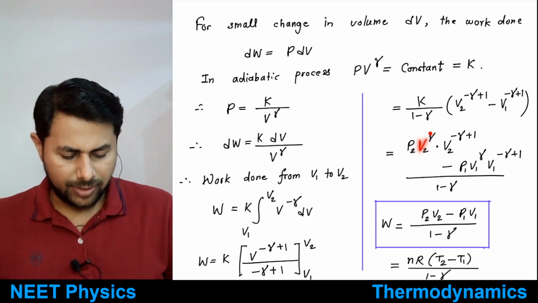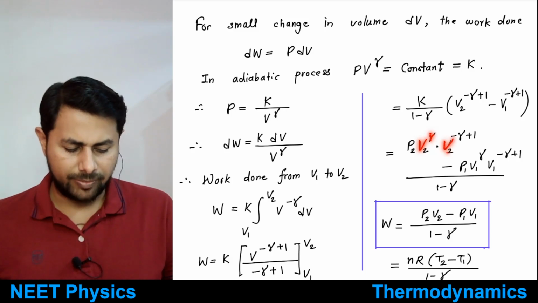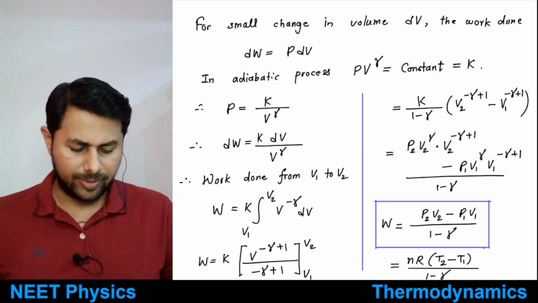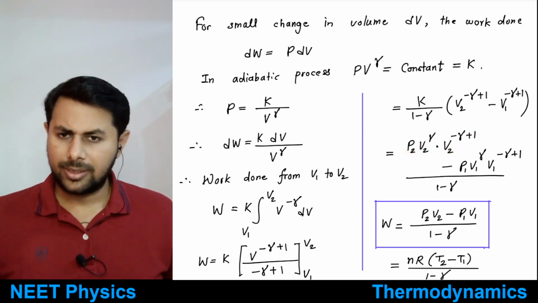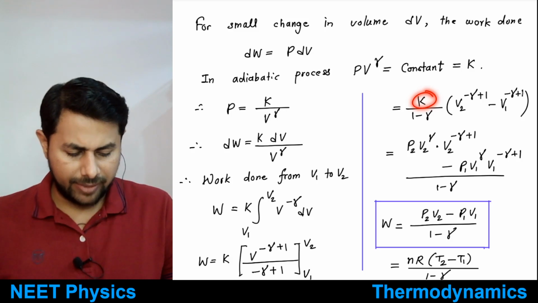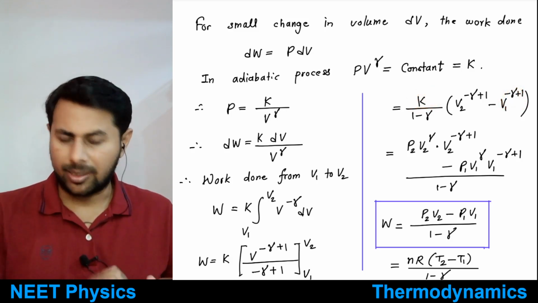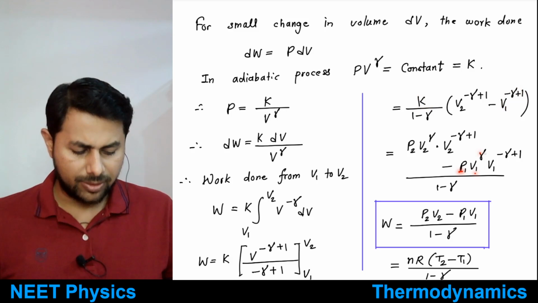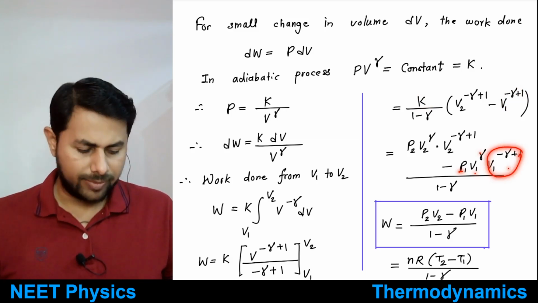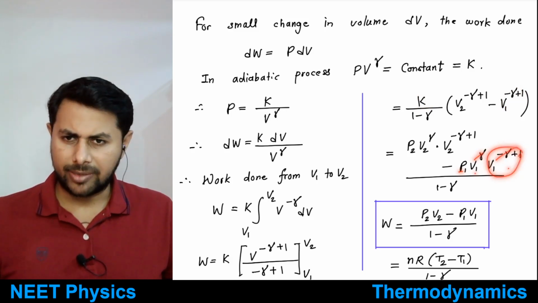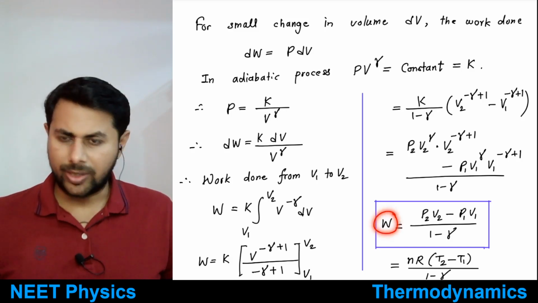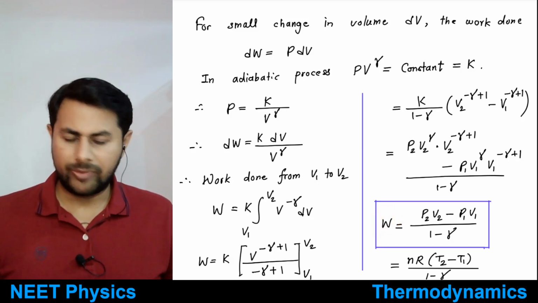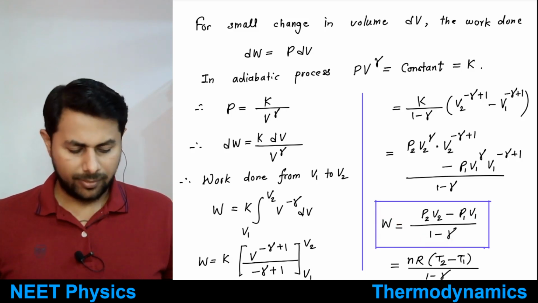Then you have V2 raised to gamma multiplied by V2 raised to minus gamma plus 1, so this plus gamma minus gamma gets cancelled, so what remains is P2 V2. In the same way you multiply this K with this term as P1 V1 raised to gamma, so P1 with V1 raised to gamma multiplied by V1 raised to minus gamma plus 1, again this plus gamma minus gamma gets cancelled, and what remains is P1 V1. So finally, doing all this, you get a simple formula for work done, that is P2 V2 minus P1 V1 divided by 1 minus gamma, okay.